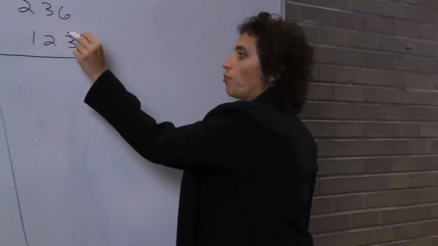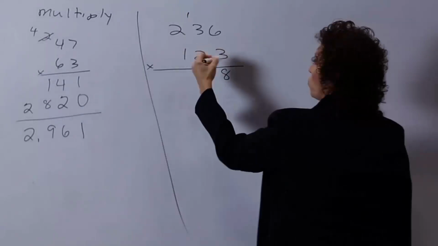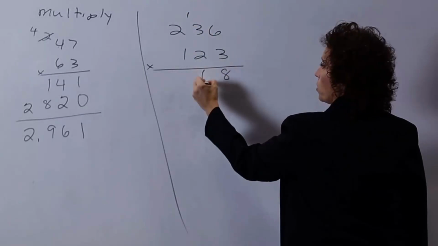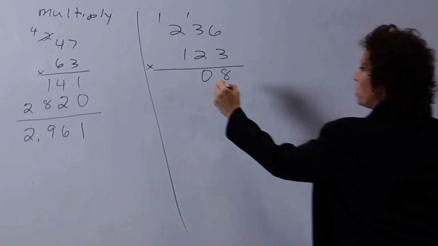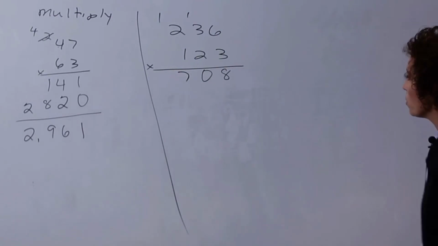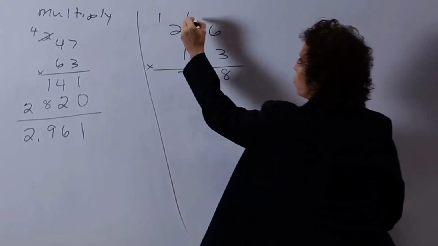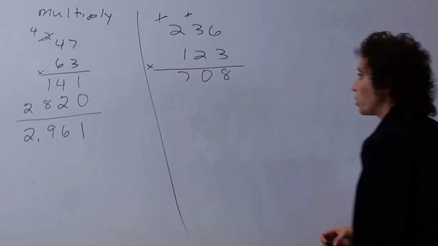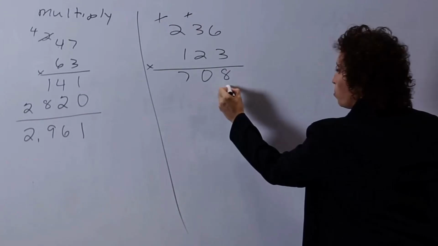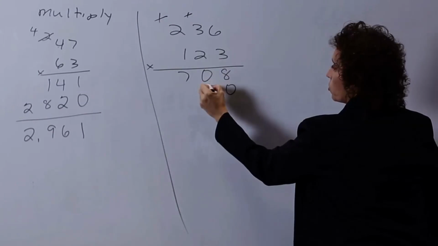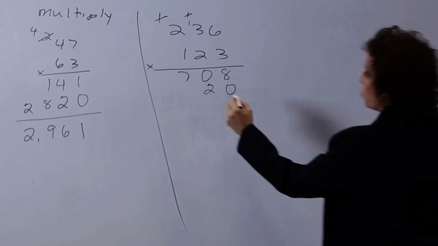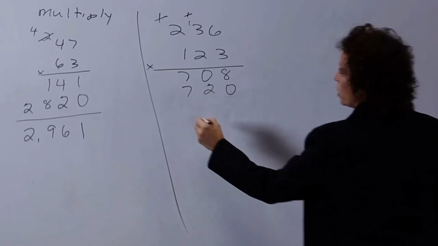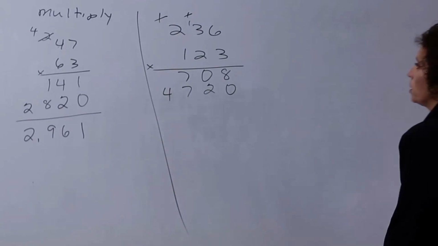Okay, so let's take a look at what you got here. 3 times 6 is 18, carry the 1. 3 times 3 is 9, plus 1 is 10, carry the 1. 3 times 2 is 6, plus 1 is 7. So that's what you get when you multiply by 3. You might want to cross these out or erase them, whatever makes you happy. Remember the 0 placeholder. 2 times 6 is 12, carry the 1. 2 times 3 is 6, plus 1 is 7. 2 times 2 is 4.